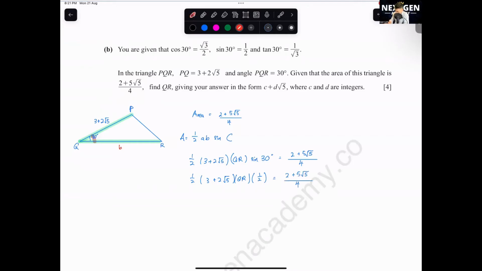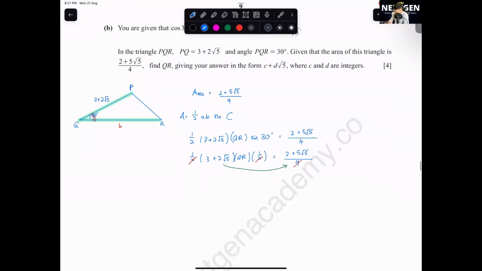Okay, see here, this 2 times 2 will become 4, right? So you cancel off. Then I want to leave QR on the left-hand side itself. This 3 plus 2√5, I bring down here. Divide it. So it becomes QR equals (2 plus 5√5) over (3 plus 2√5).